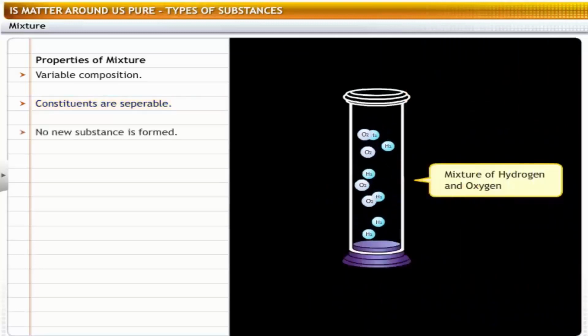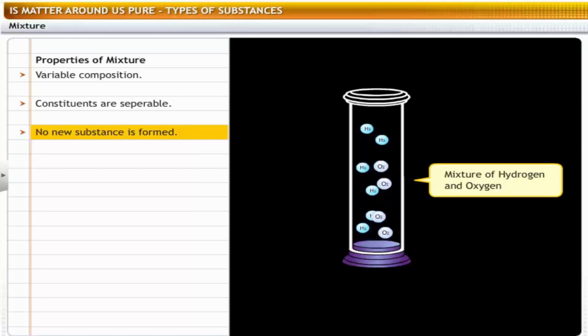When a mixture is created, no new substance is formed. Each part of a mixture retains its own properties. For example, we could mix various proportions of hydrogen and oxygen gas. As long as you do not ignite the mixture, the combination will form a mixture that can be separated.